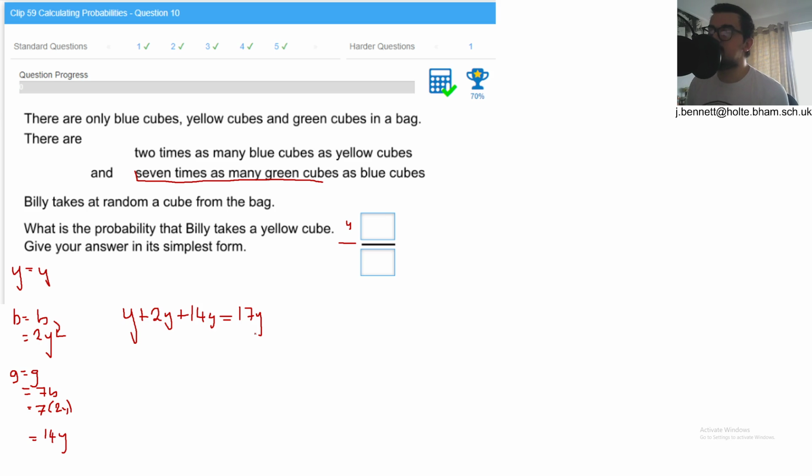So what is the probability that it takes a yellow cube? The number of yellow cubes is y, over the total number of cubes, which we've just said is 17y. Now we have a y on the top and a y on the bottom, so we can cross that out and simplify. So we now have 1 over 17. And that's our answer. Our answer is 1 over 17.